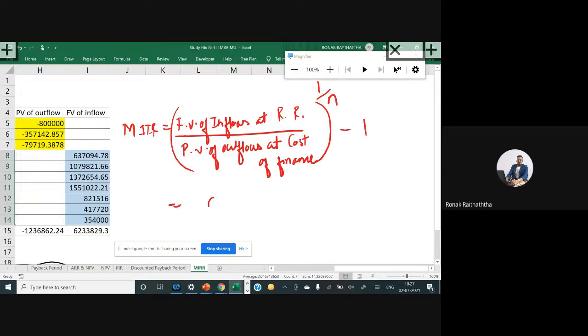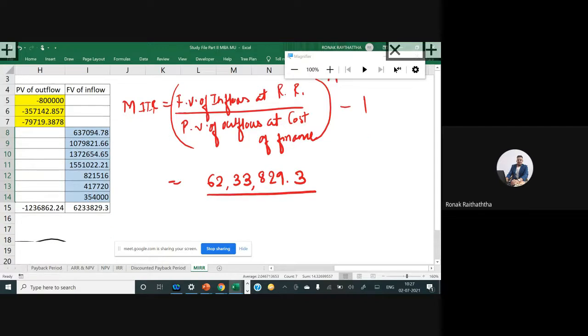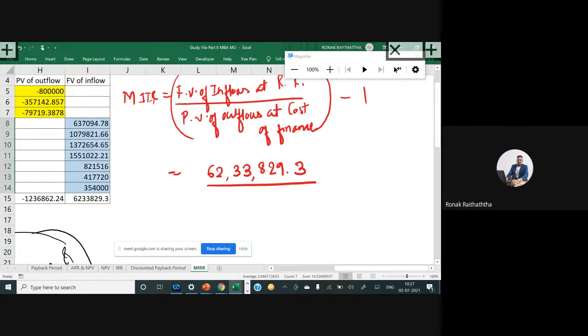So FV we have got 62,33,829.3 divided by PV we have got is, now see, let's not write it in minus. We were writing it in a minus because Excel couldn't understand that it's an outflow. When you use the MIRR function, then minus will be taken as the outflow. It will be assumed as an outflow by Excel, right? But in our own calculations, you will not be taking it as a minus because then the entire answer will be different. So 12,36,862.2.